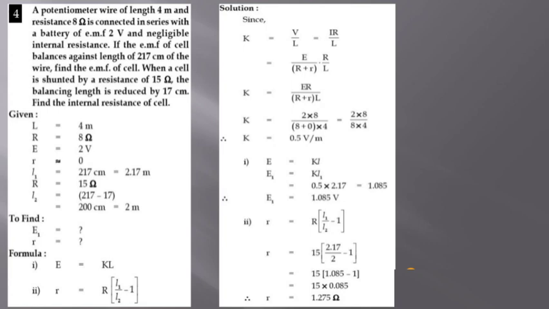And lastly, we have to find out the internal resistance of the cell, that is small r. Small r is equal to capital R into L1 by L2 minus 1. And when we put all the values here, for example R, small l1, l2, and then lastly we get r is equal to 1.275 ohms.